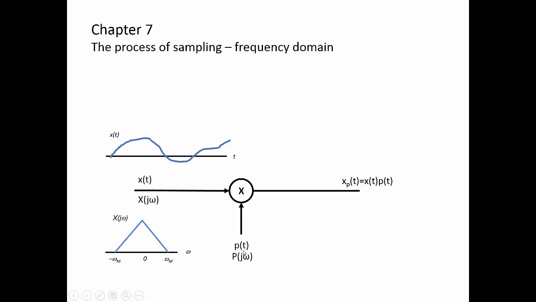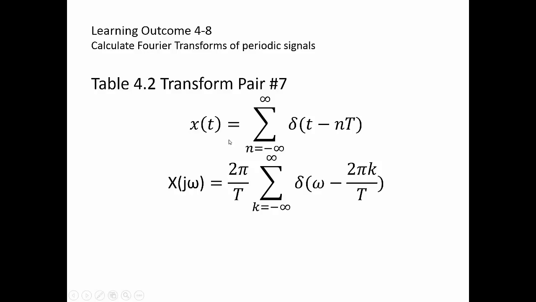Okay, p of t will have a frequency domain representation, p of j omega. We know that p of t is our infinite pulse train. For that infinite pulse train, in Chapter 4, Table 4.2, Transform Pair 7, we introduced that the transform of it was also an infinite pulse train, but now with area 2 pi over T, and with pulses spaced 2 pi over T apart.